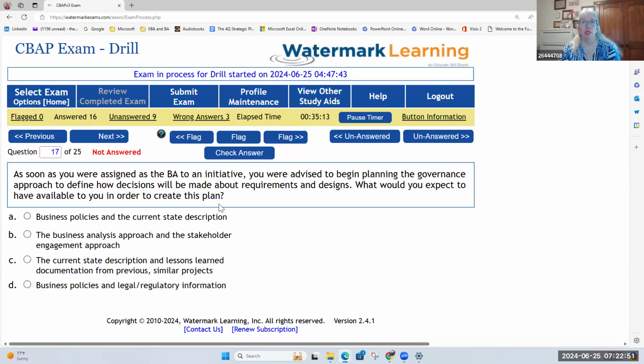As soon as you were assigned as a BA to an initiative, you were advised to begin planning the governance approach to define how decisions will be made about requirements and designs. This is the who gets to do the tiebreaker. What would you expect to have available to you in order to create this plan? Would it be the business policies and current state description, the business analysis approach and stakeholder engagement approach, the current state description and lessons learned documentation from previous similar projects, or the business policies and legal or regulatory information? So you need to plan the governance approach. What do you need from this list according to the BABOK? What are the inputs? I got a B.